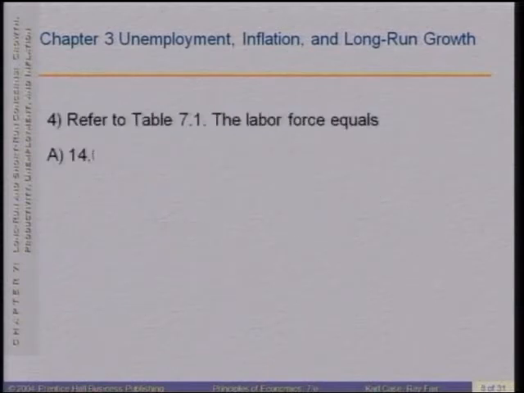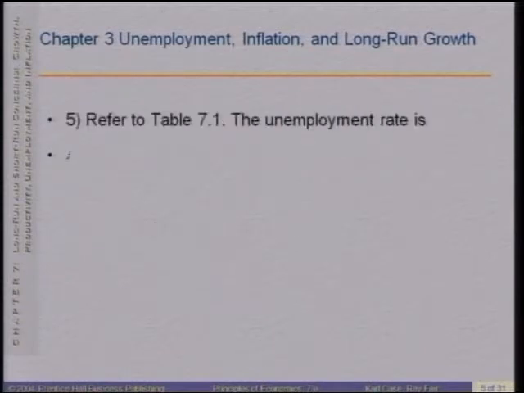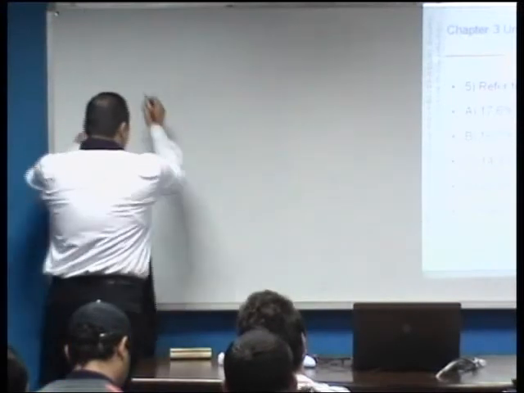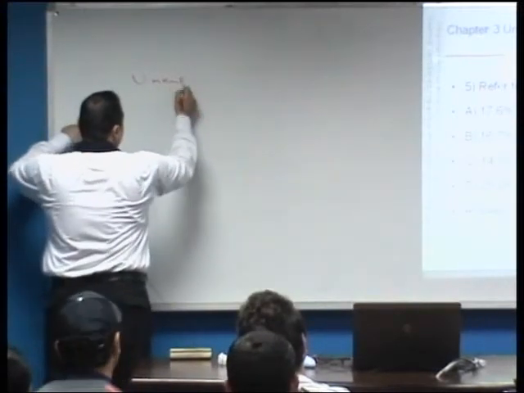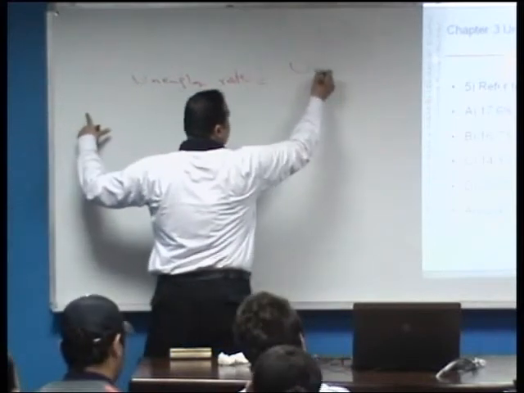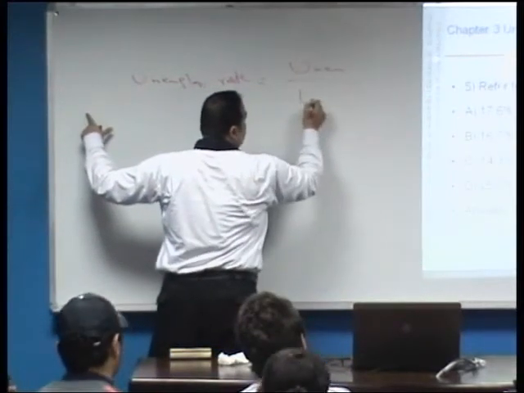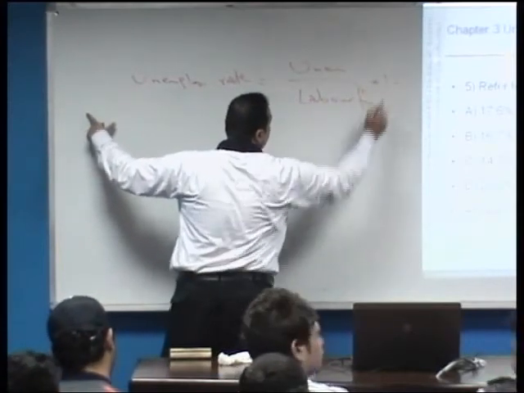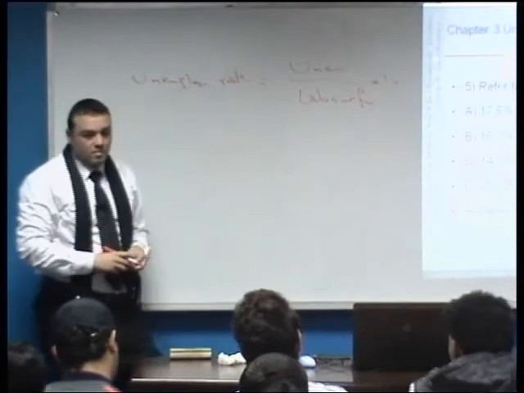Let's go to another question. Refer to the table. The unemployment rate equals what? Exactly. Unemployment rate equals unemployed over labor force times 100. Okay?